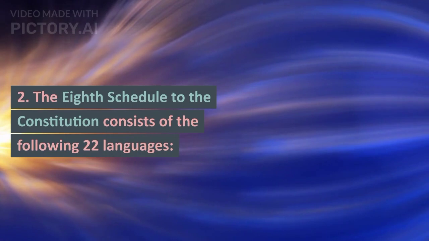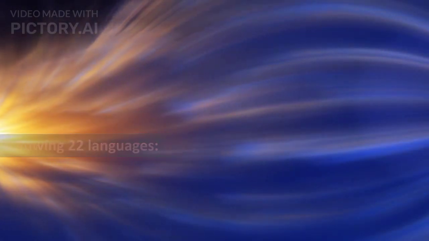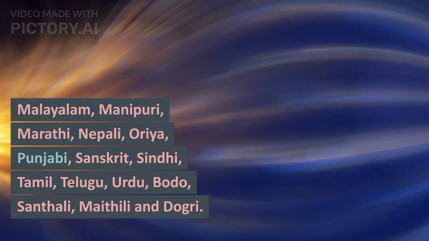2. The 8th schedule to the Constitution consists of the following 22 languages. 3. Assamese, Bengali, Gujarati, Hindi, Kannada, Kashmiri, Konkani, Malayalam, Manipuri, Marathi, Nepali, Odia, Punjabi, Sanskrit, Sindhi, Tamil, Telugu, Urdu, Bodo, Santhali, Maithili, and Dogri. 4. Of these languages, 14 were initially included in the constitution.